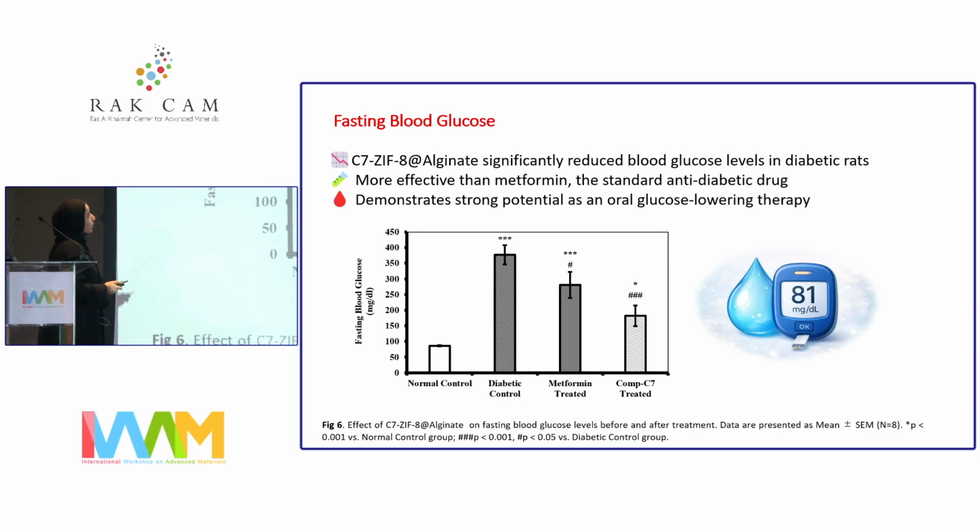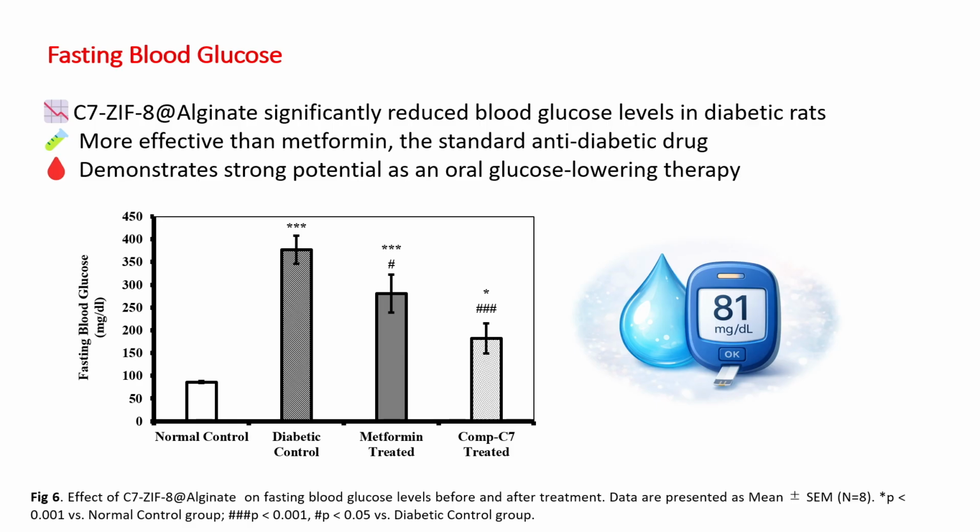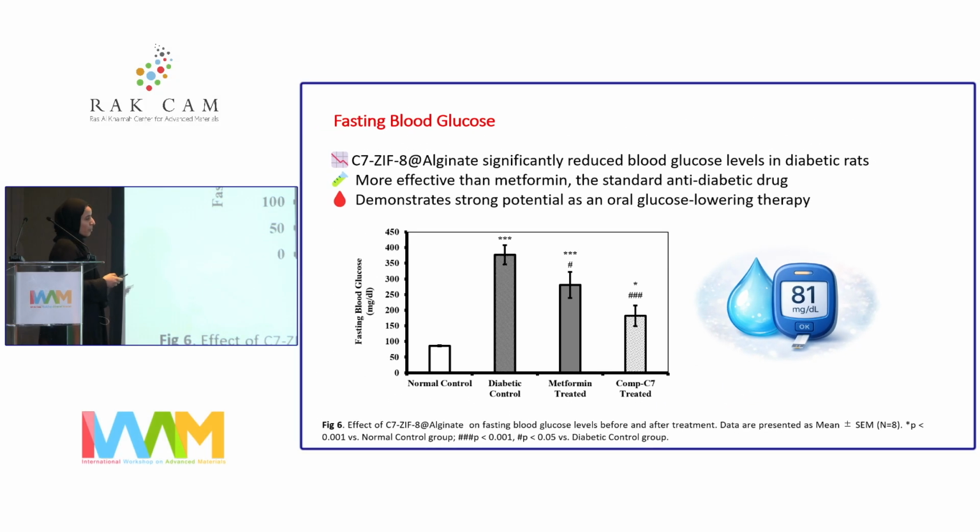And let me discuss with you 3 parameters here. The first one is the fasting blood glucose. You will see here 4 groups. The first one is the normal control, which is the healthy animal. The second column is the diabetic animal without any treatment. And the third column is metformin, when we treat the diabetic animal. We note that there is a reduction in the fasting glucose. But the most interesting thing is that when we use the C7 formulation, the reduction is very strong compared with metformin.